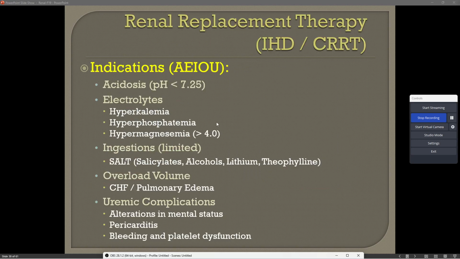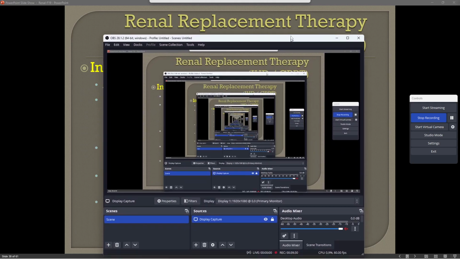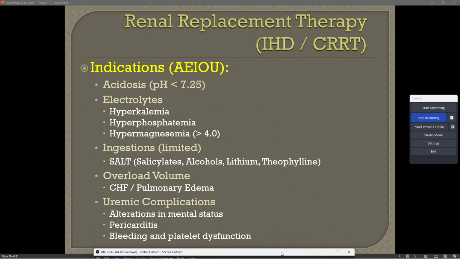All right, let's talk about renal replacement therapy, also known as CRRT, continuous renal replacement therapy. We do not have this accessible at Desert Valley, Victor Valley, St. Mary's, or Barstow. I do believe that San Antonio does have this, and all of your major hospitals down the hill also have this.